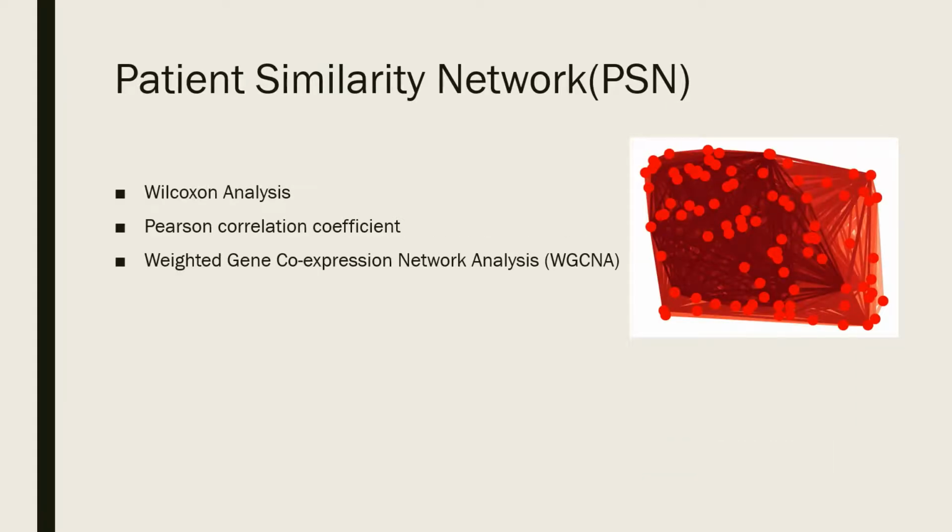How? By first building a patient similarity network. Using each omics data, we build a network where each node is a patient and the edges are the Pearson correlation coefficients of patients. The Wilcoxon analysis, also known as the Wilcoxon signed-rank test, tests the null hypothesis that two related paired samples come from the same distribution. In other words, it allows us to identify the most relevant features out of the huge amount of features we have.